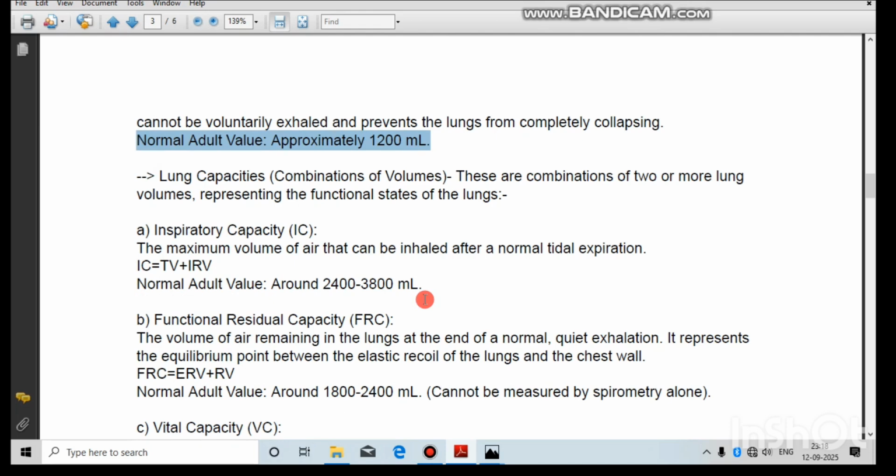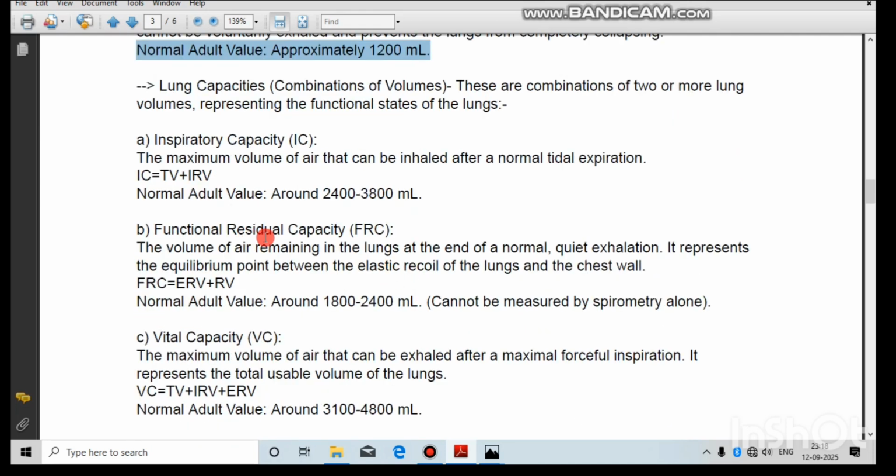Yes. Next thing, the lung capacities. Now we have discussed the lung volumes, now we will discuss the lung capacities, guys. Lung capacities are combinations of two or more lung volumes. The first capacity is the inspiratory capacity. IC is equal to TV plus IRV, that is tidal volume plus inspiratory reserve volume. The normal adult value is somewhere around 2400 to 3800 ml. We have to add both, TV and IRV.